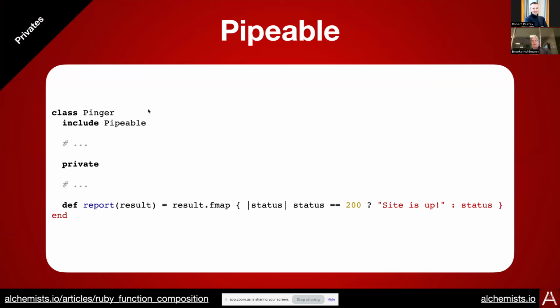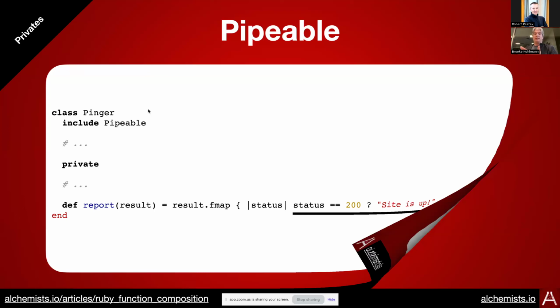So the last method to point out here is report. So basically, in this case, I have that result monad coming in again. I'm going to do a function map, and only if it's a success am I going to call this code right here. And so all I'm doing is a simple, hey, is the status 200, site's up? Otherwise, let's just print out the status that we got.